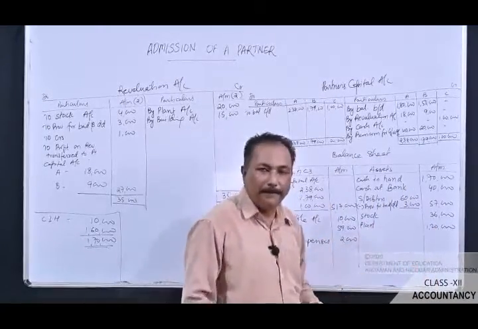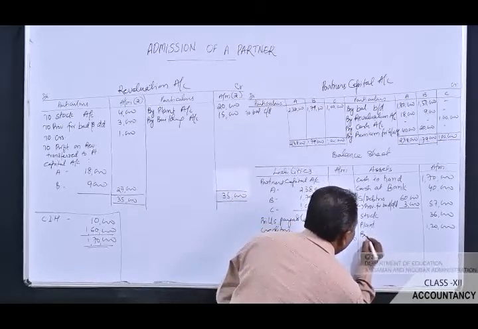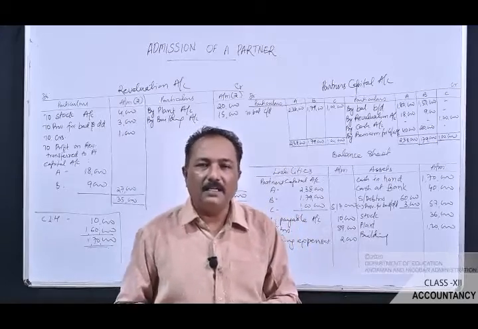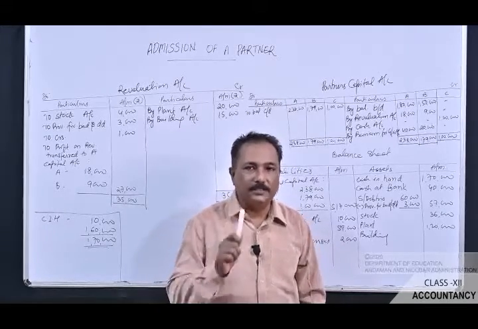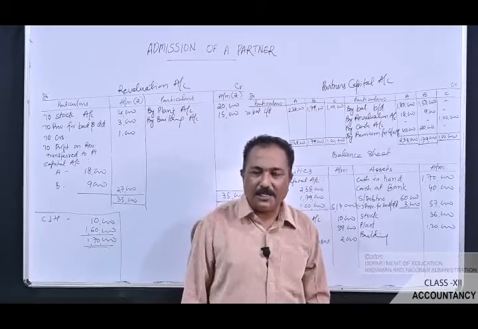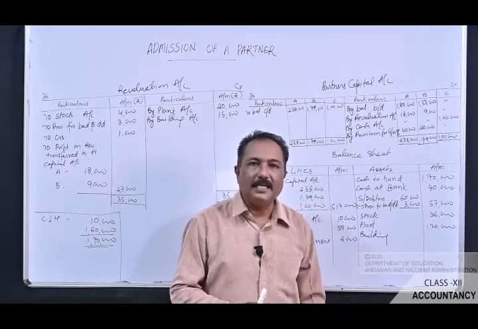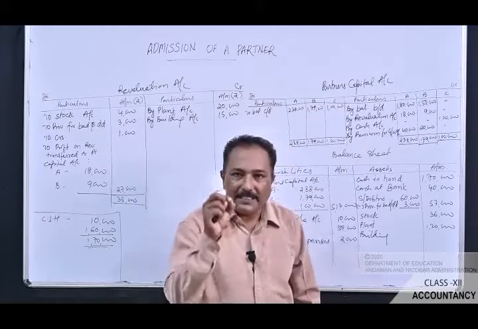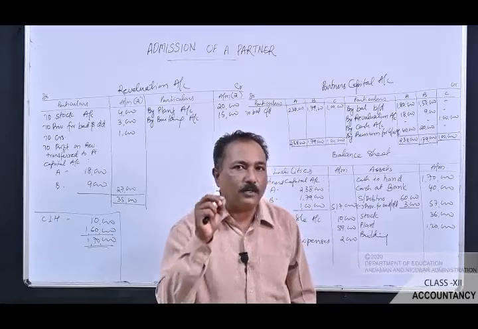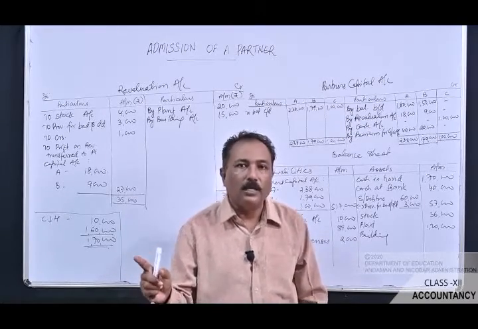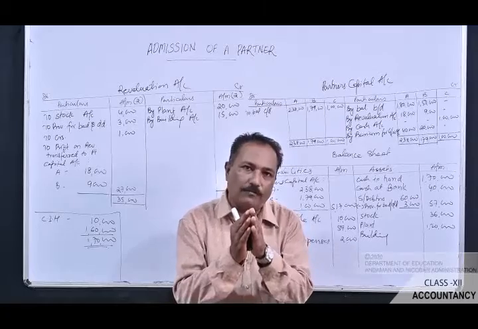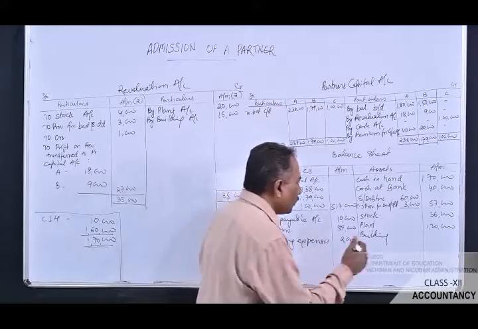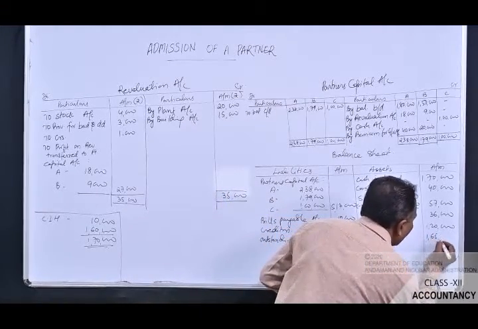The next item is the building, and the old value of the building given in the old balance sheet is rupees 1,50,000, and in the additional information it is very clearly said that the value of the building has to be appreciated by 10%. What is the 10% of rupees 1,50,000? It is rupees 15,000. Now you have to add these two figures. Now the new value of the building will be rupees 1,65,000, and that amount has to be recorded here.